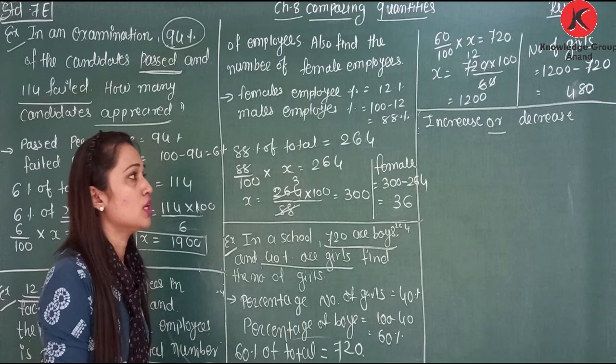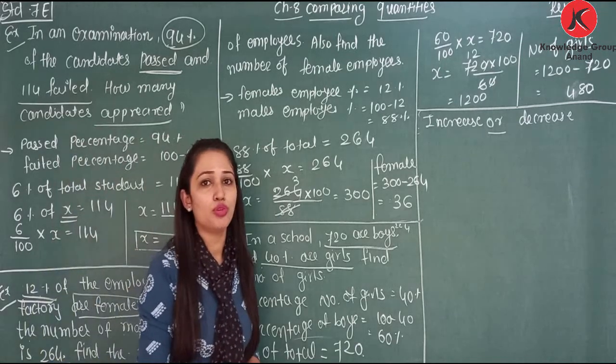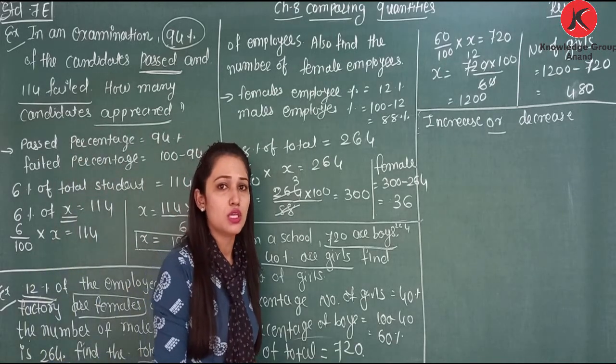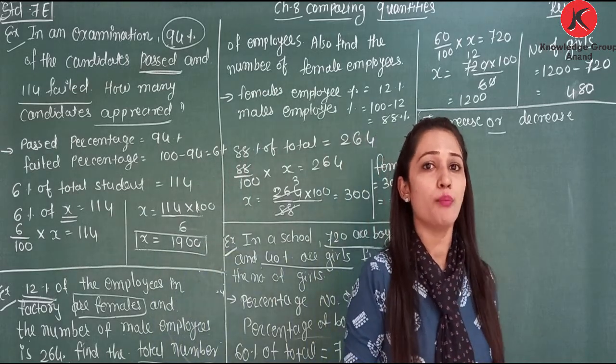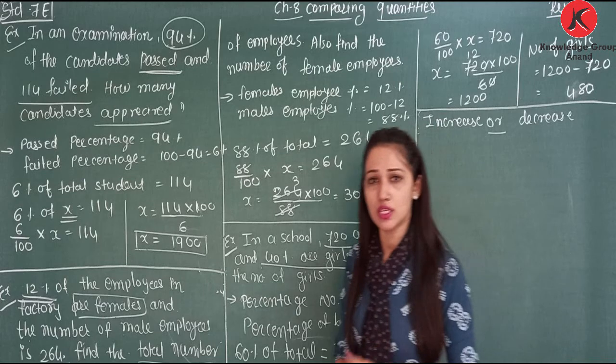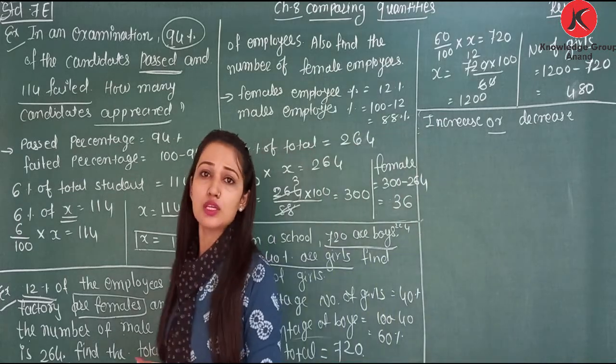Now I hope it is clear how to find the number from the percentage in this kind of word problem. Now after that we will learn about increase or decrease. So what is increase? If, for example, the price of petrol is 80 rupees before 1 month and now it is 86 rupees, so the increase is 6 rupees.